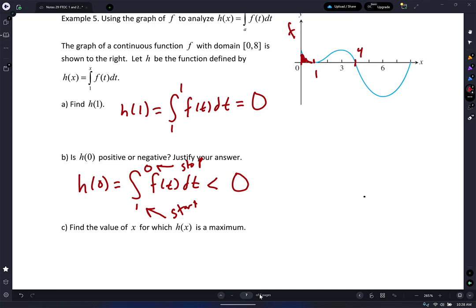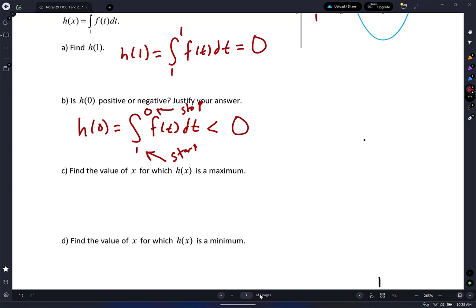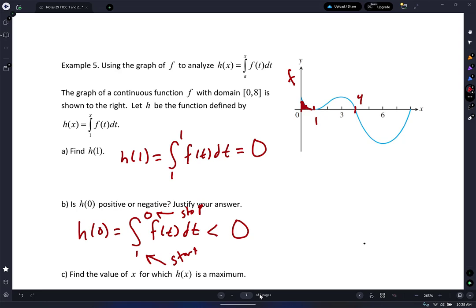All right, here we go. Let's see if you know calculus. Look at this. Find the value of x for which h of x is a maximum. All right, now we're getting to the good stuff. Is this graph h of x? No. It's f of x or f of t, or it doesn't matter what you call it. You okay? When does h have a max? Give me the definition. When does a function have a max?